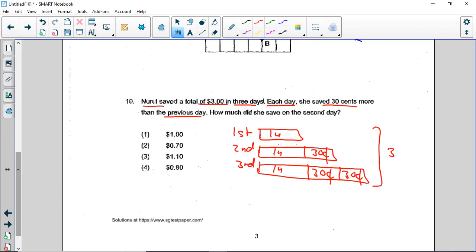She saved $3 or 300 cents. So when you do math, make sure that all the units are the same. Change the dollars into cents. Make sure they are all the same unit before you plus or minus.